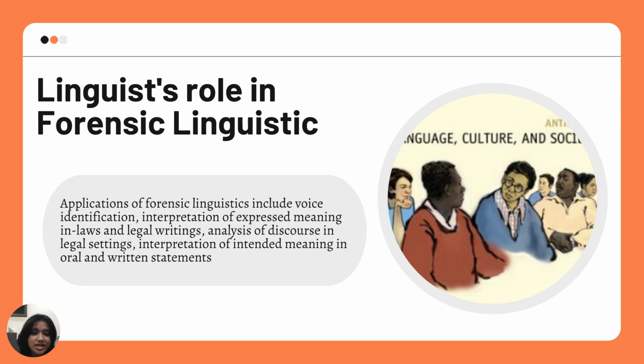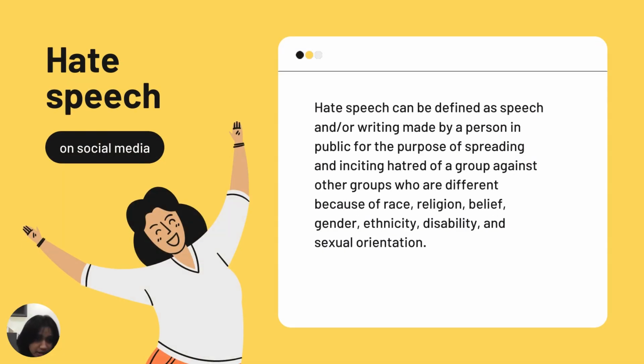In this particular instance, the linguist's role becomes critical in identifying speech that may violate the ITE law. So we have to be careful about giving utterances on social media because it can cause legal trouble for ourselves. Forensic linguistics can collaborate with lawyers, police officers, and also judges. That is basically the role of forensic linguistics in general.